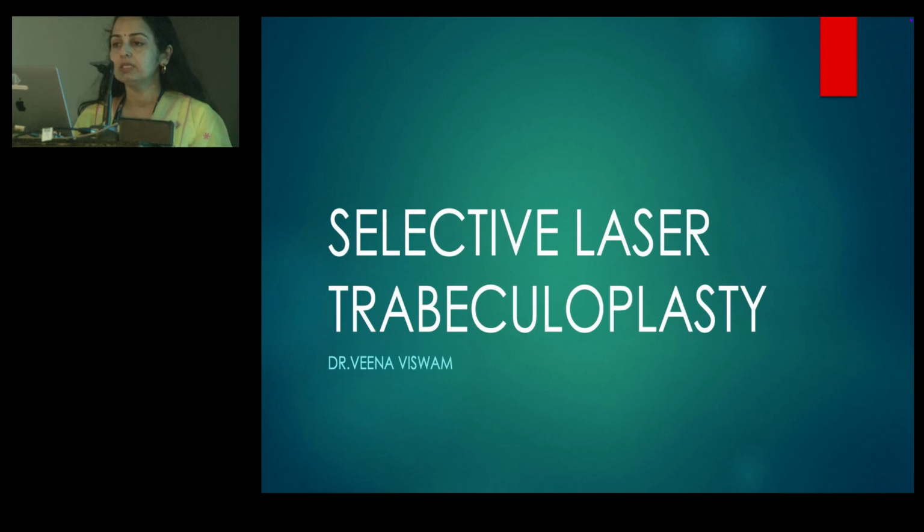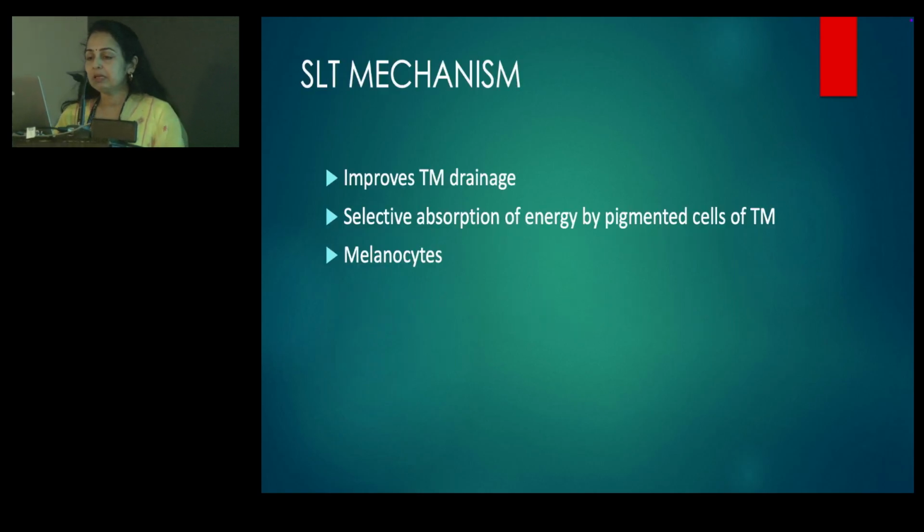We have been doing it for the past 2 years, and my intention here is to speak about our experience and the basics of how the procedure should be done, what all you should be doing. So, as the name indicates, it is a selective laser procedure. It improves trabecular meshwork damage because the laser acts on the melanocytes of the trabecular meshwork. When the laser falls, the melanocytes absorb the energy, and only the melanocytes are affected during the procedure.